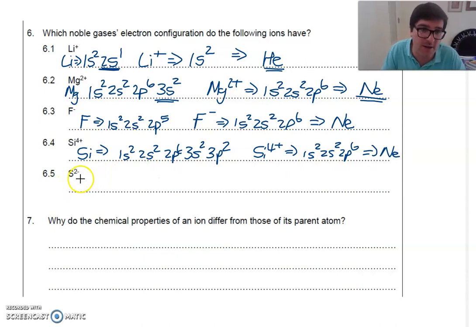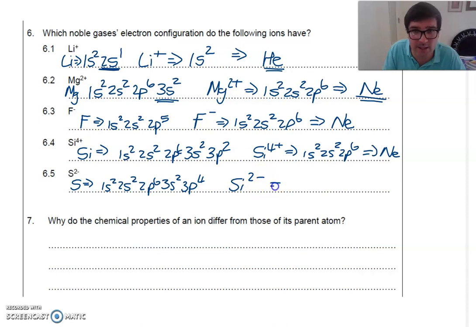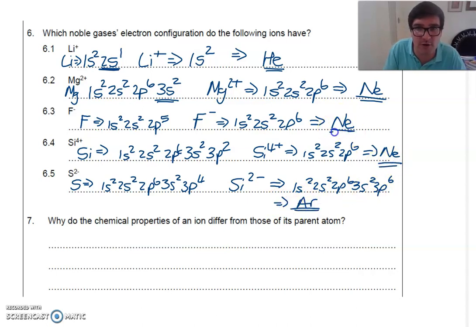And then the sulfide ion, sulfur, is normally 1s2, 2s2, 2p6, 3s2, 3p4. And then it will become a sulfide ion, 2 negative, by gaining 2 more electrons. So 1s2, 2s2, 2p6, 3s2, 3p6, which is similar to that of argon. So it gains the electron configuration of argon.